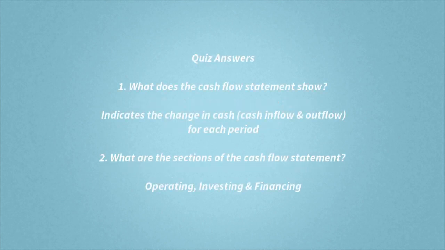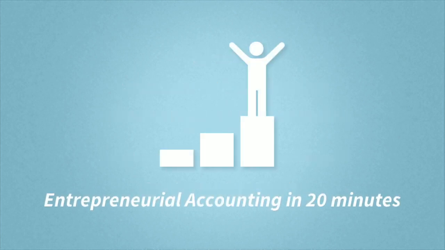I hope you had enough time to go over the questions. Here are the quiz answers. What does the cash flow statement show? It shows the change in cash, so cash inflow and outflow for each period. What are the sections of the cash flow statement? Operating, investing, and financing.